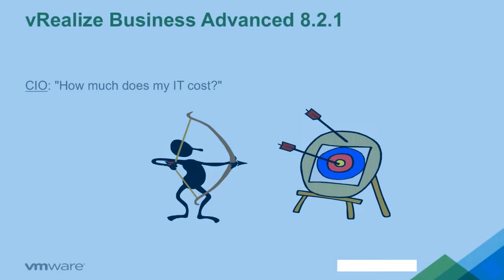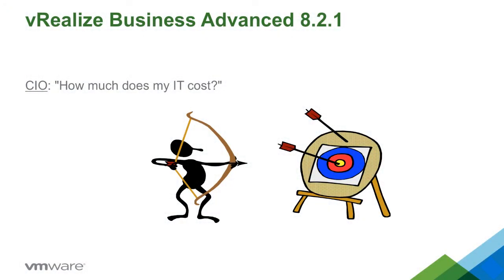We are now going to discuss the second tier in the vRealize Business Suite, which is the Advanced Edition. It is geared for more mature customers with a better understanding of their IT infrastructure. The persona of interest to us here is the CIO, and the question he will be interested in answering is, how much does my IT cost? It's really amazing how many IT managers have no idea how much their IT is costing the organization.